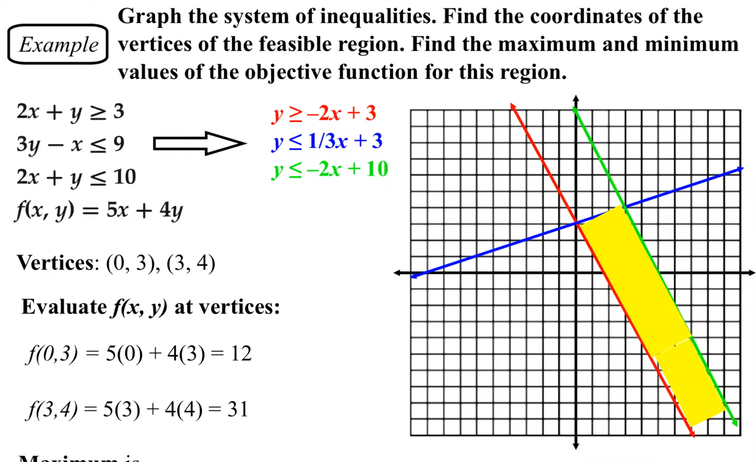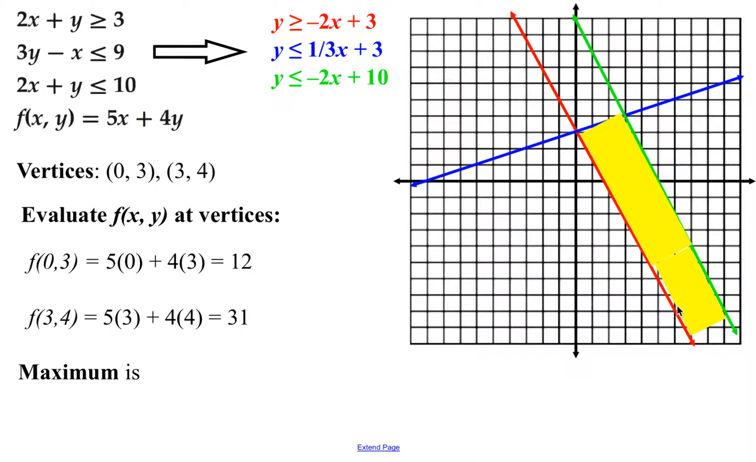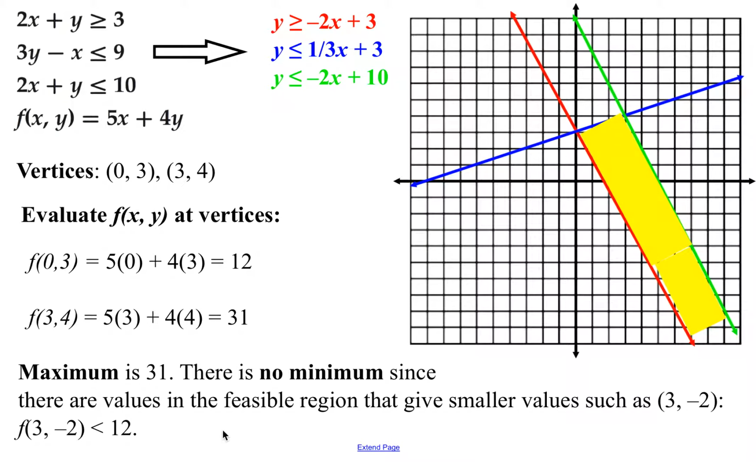However, you can try to plug in some values in the shaded region here, and you'll find that there are values smaller than 12. So although 31 is our maximum, there does not exist a minimum value. An example I gave you here is the point (3, -2). If you plug in 3 for x and -2 for y into our function f, we get a value that's less than 12. So we don't know what the minimum value is, so we just say that there is no minimum.